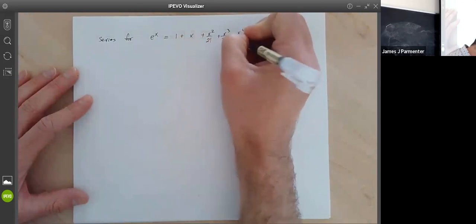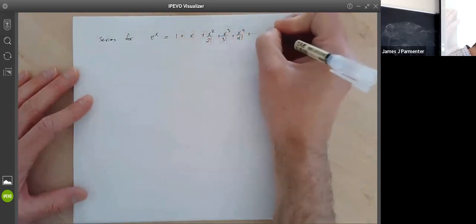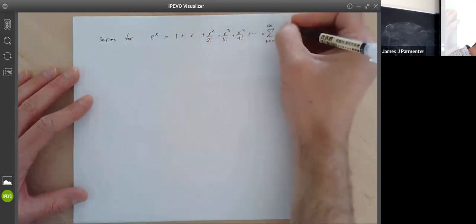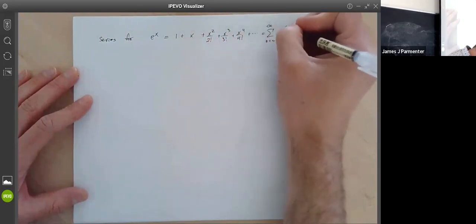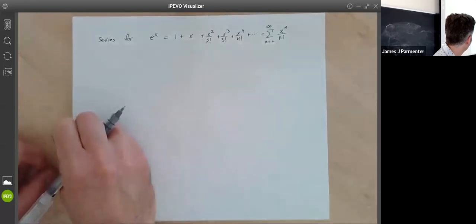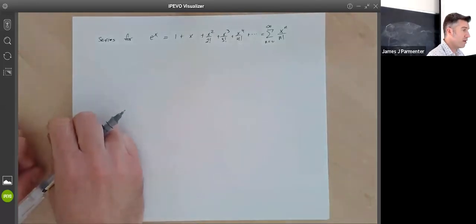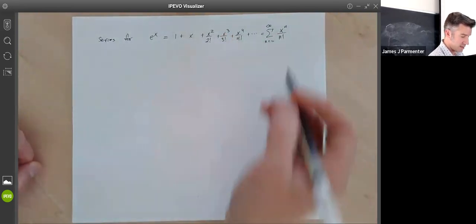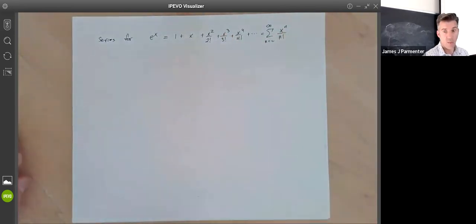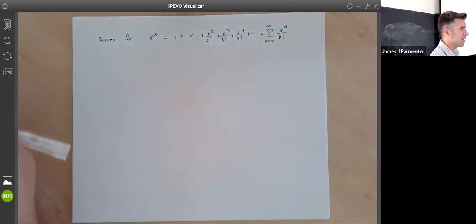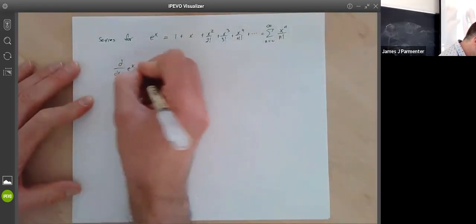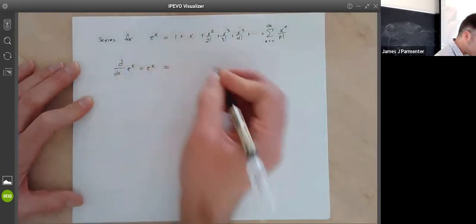It's this very nice pattern where it's just x to a power divided by that number factorial. It is worth knowing that 0 factorial is equal to 1. So x to the 0 over 0 factorial does give you 1. One way you can check this for yourself is to take the derivative. The derivative of e to the x should equal e to the x. Let's see if that works out.